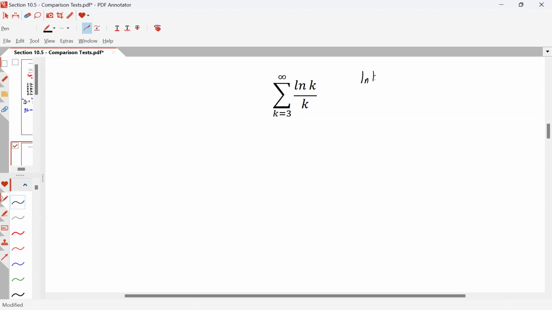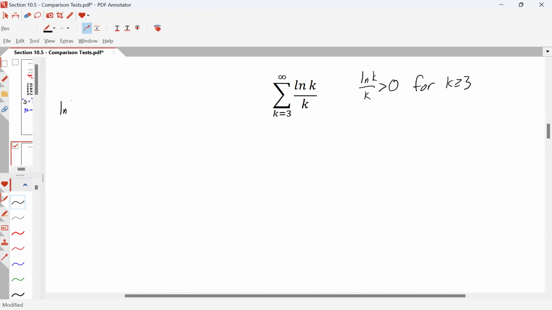Yes. ln k over k is definitely positive for those terms, because ln k is greater than 0 when k is greater than 1. Well, yeah, k is greater than 1. So our series is positive. Great. Now we want to find something to compare it to.